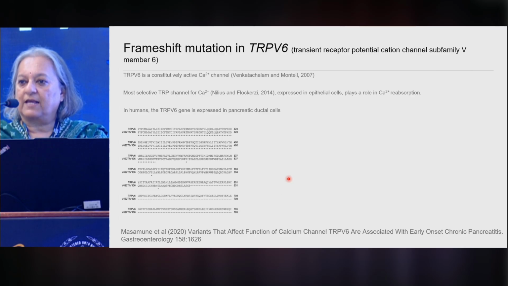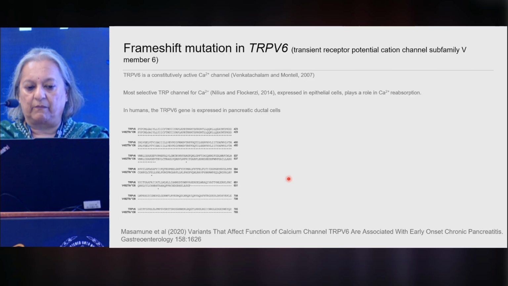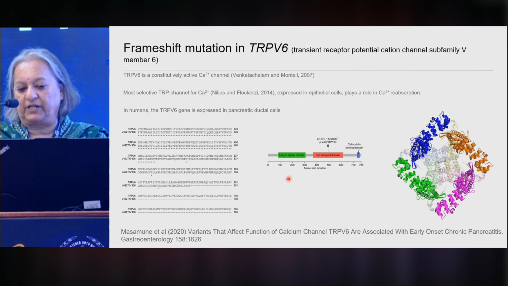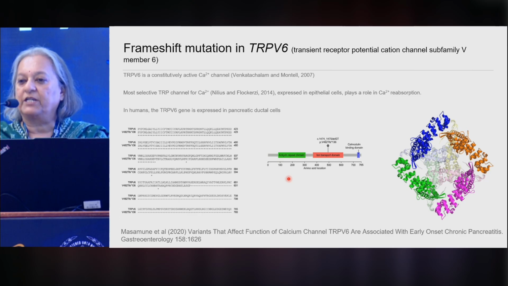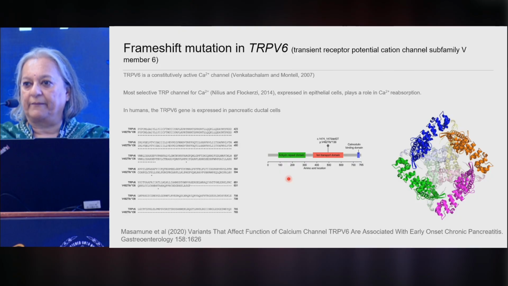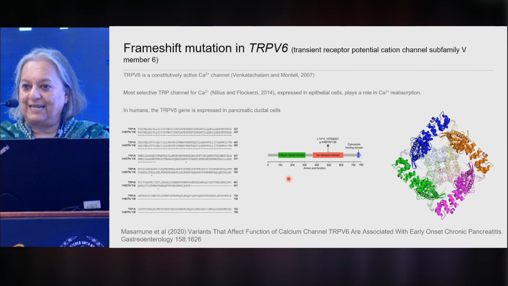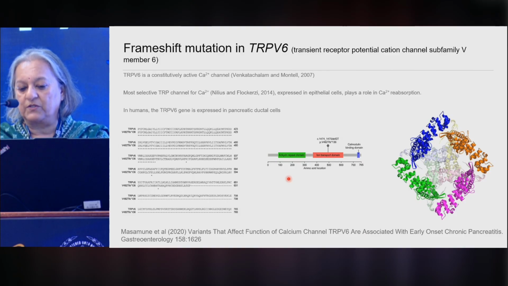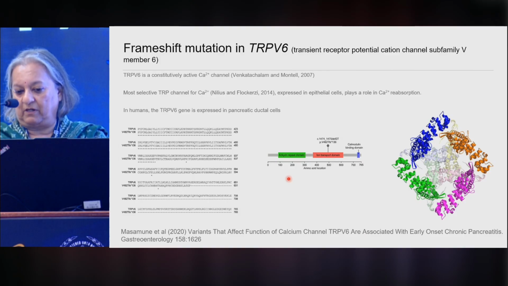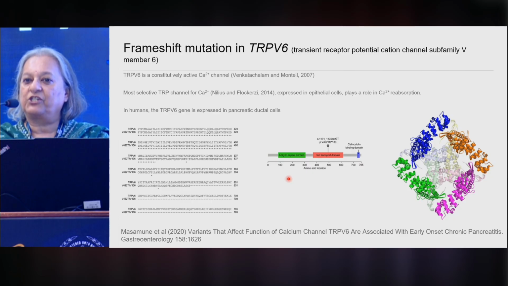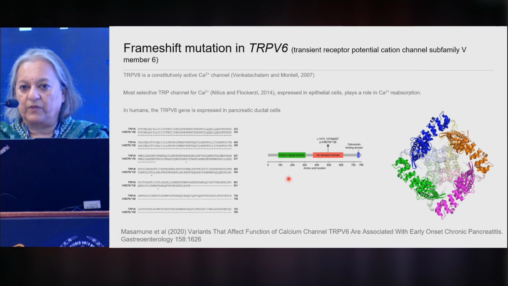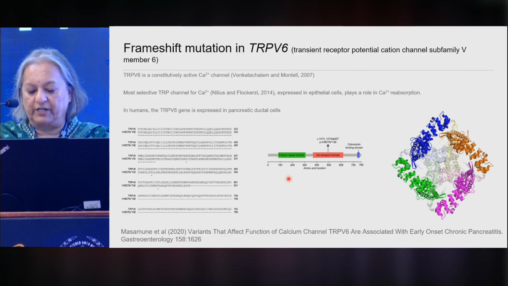Now, TRPV6 is a calcium channel, and we know that the mutation now lies in what is predicted to be the ion transport domain. This is a putative structure of the TRPV6 channel, and the region that would have been deleted in these individuals would be the slightly lighter shaded region, which is actually the channel region. So therefore, we would predict from this analysis that this protein would be non-functional.